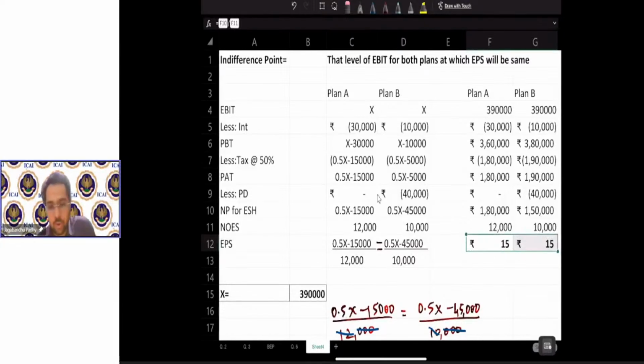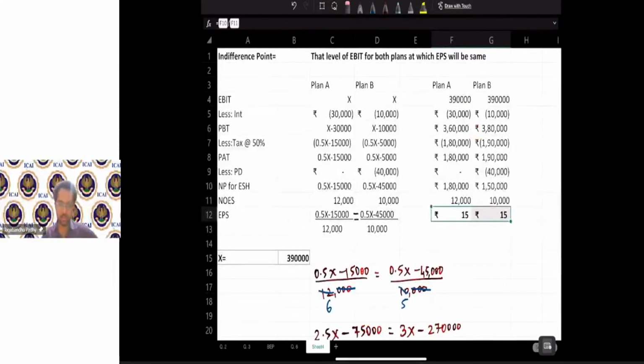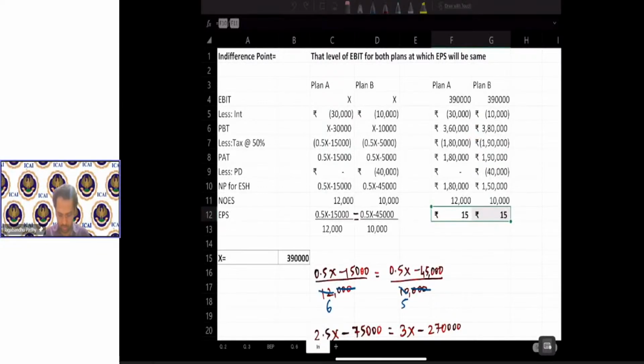So you get both EPS at 15 rupees, right? Correct, guys? So it is the level of EBIT. So 3,90,000 is the level of EBIT at which EPS for both the plans is the same, which is 15. I hope you're getting it. Perfect. Okay, so this is just an example to understand what the indifference point is.